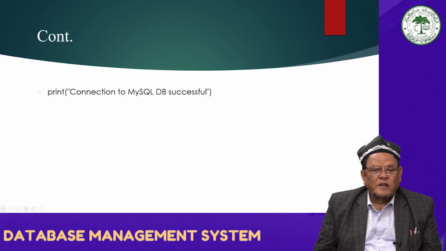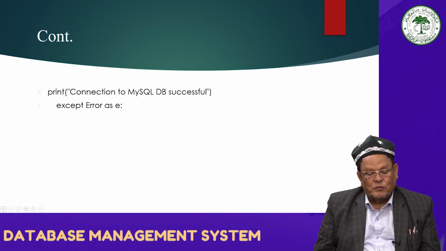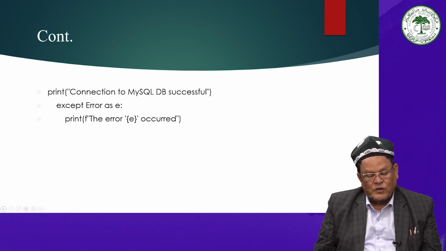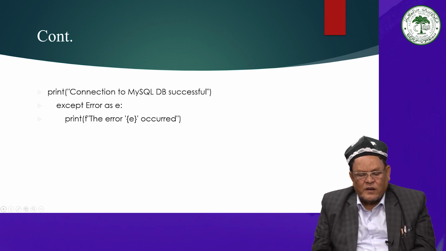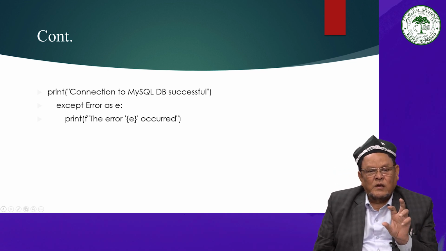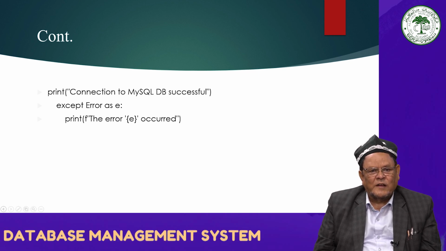Then you have to print connection to MySQL database successful. In this way, it will print connection to MySQL database successful. If an error comes, except Error as e, print f within quotes you have to write the error, within curly bracket you have to write e. It means the error will display here, and occurred, that should be in double quote. Otherwise, connection to MySQL database will display successful, otherwise the error will come.